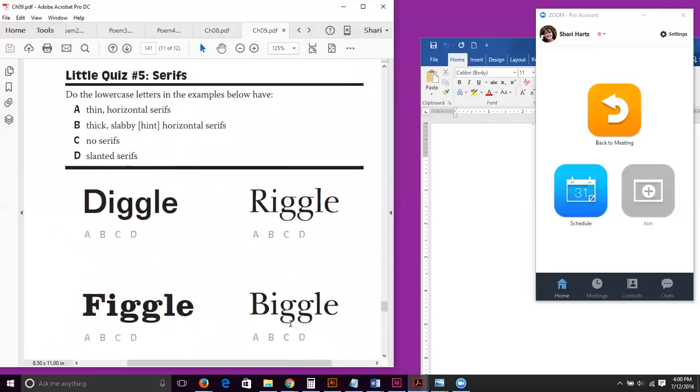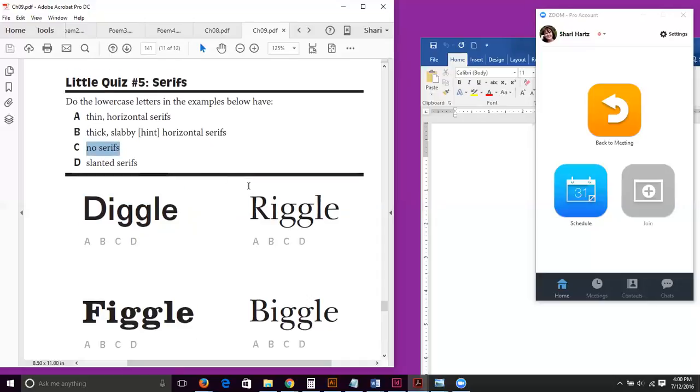All right. How about this one? This one is about horizontal serifs, like slabby, no serif, slanted serif. So this one is B. Slabby. Horizontal serifs. It doesn't have anything accenting its feet. So it's a no serif. How about this guy? Is that thin horizontal serifs? I would go probably with thin horizontal serifs.